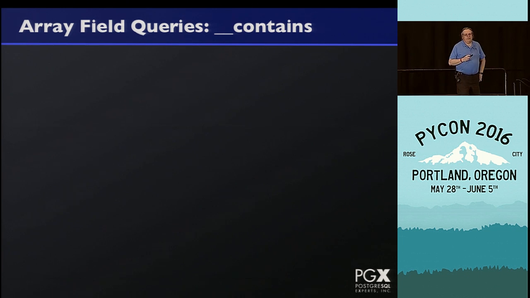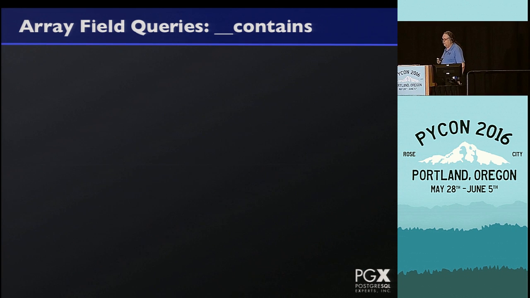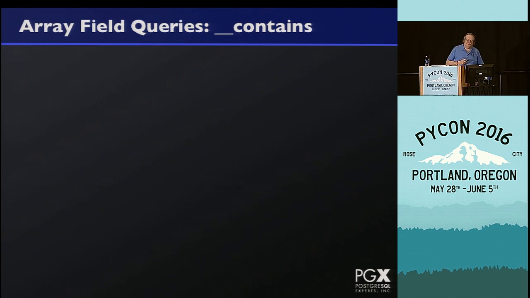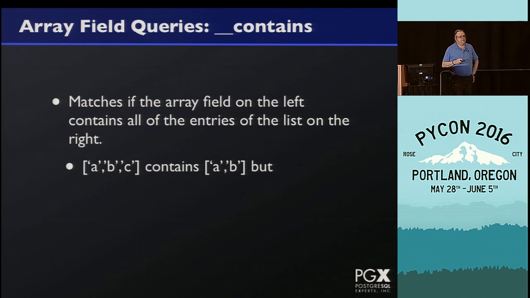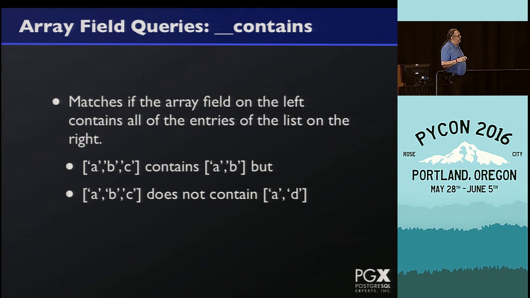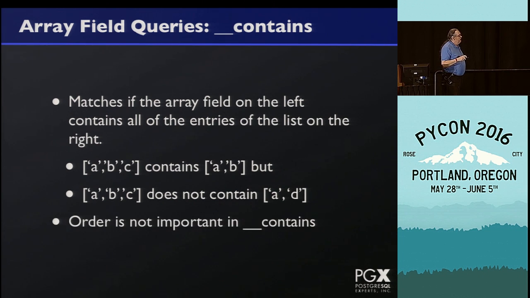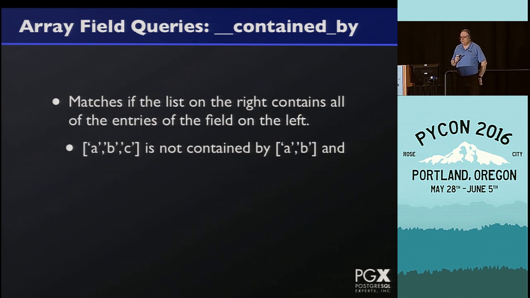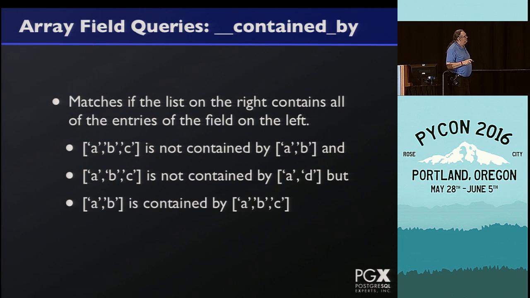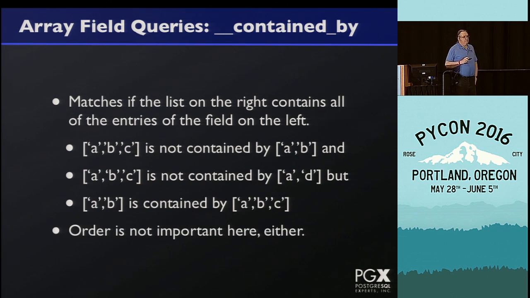In addition to now having array fields, we have operators, the operations you can do in query sets for arrays, like the __contains, which matches if the array field on the left contains all the entries on the right. So for example, that contains that, but that does not contain that. And the order isn't important in contains. So that's kind of cool. So you can do queries on these array fields. Contained by works the other direction. So that is not contained by that, and that is not contained by that, but that is contained by that. So it's the reverse. Order's still not important.